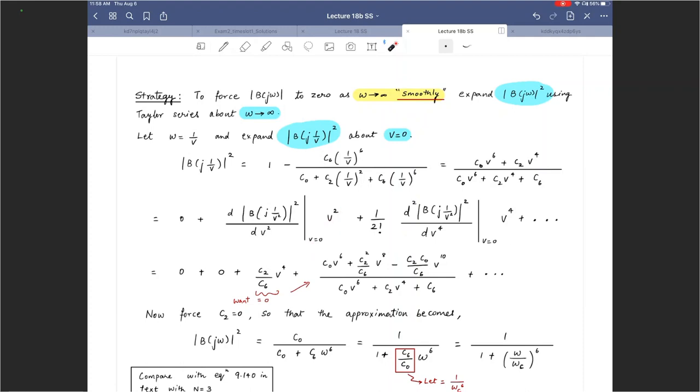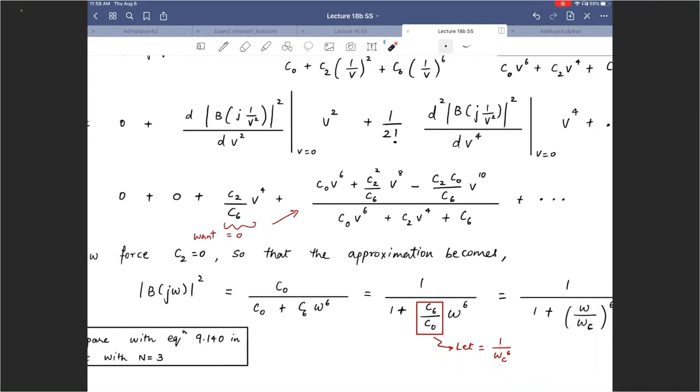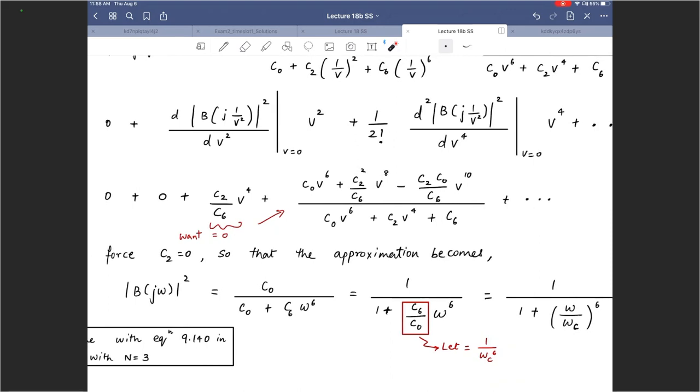Now, what do we want? We want this to go to 0 as v goes to 0. We already got two zeros here. Our third term was c2 divided by c6 v raised to 4. We want that to go to 0. The only way to make that happen is c2 should equal 0. We got our another coefficient. Plug it in this.